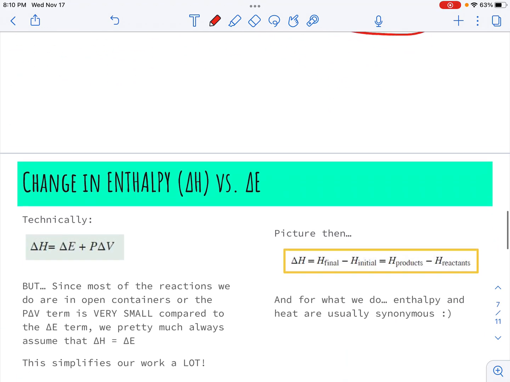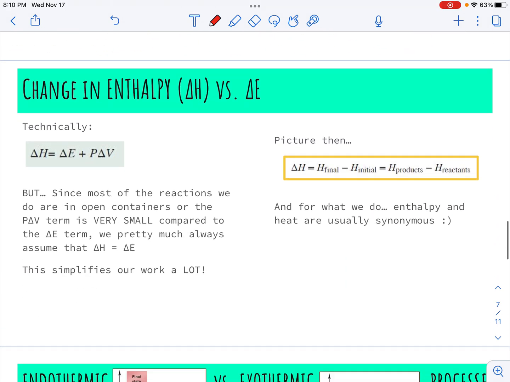So the next thing that I want to look at is enthalpy versus change in energy, or change in enthalpy versus change in energy. Technically, in physics, there's a big difference, because in physics we're worried about the pressure and the change in volume and the work piece of that, right?